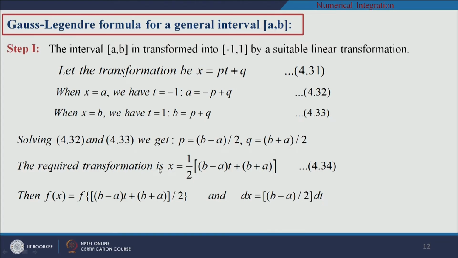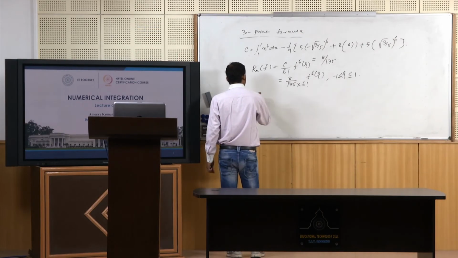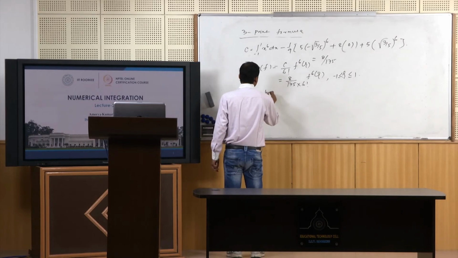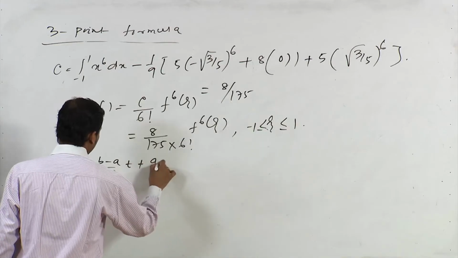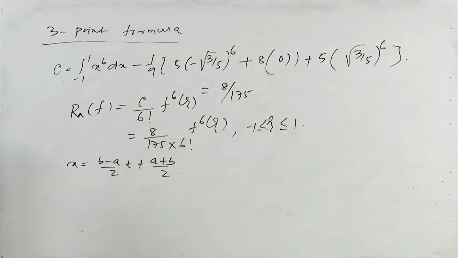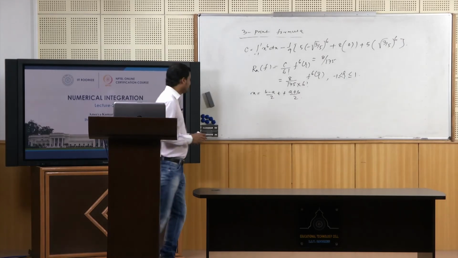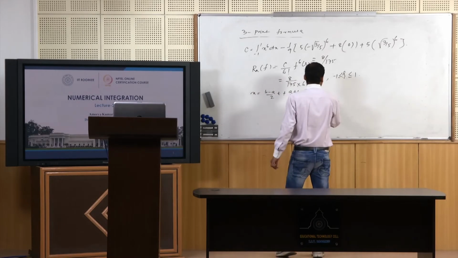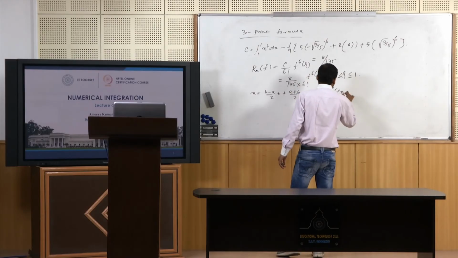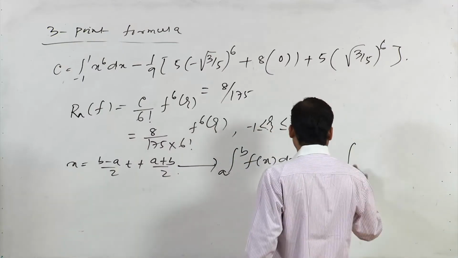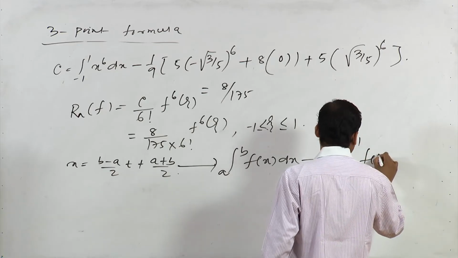So, the required transformation for x, if we want to transform from a to b into minus 1 to 1, we can write as (b minus a) by 2 into t. The transformation is basically written as x equals (b minus a) by 2 into t plus (a plus b) by 2. So automatically this range, from a to b, can be transformed to minus 1 to 1, f of x dx here.